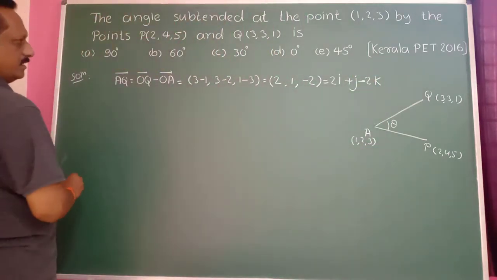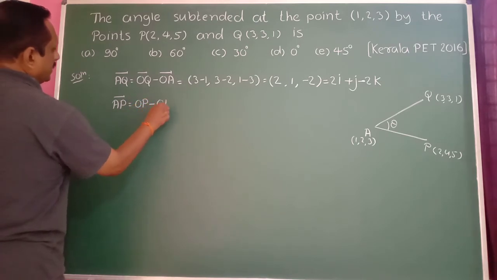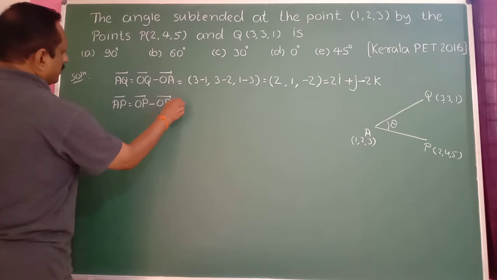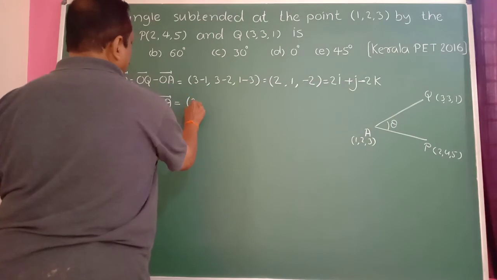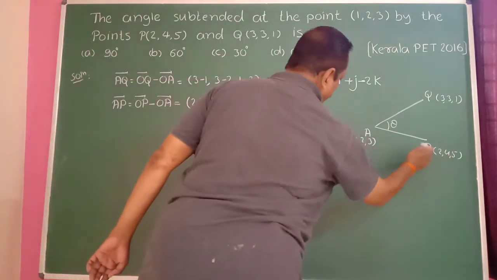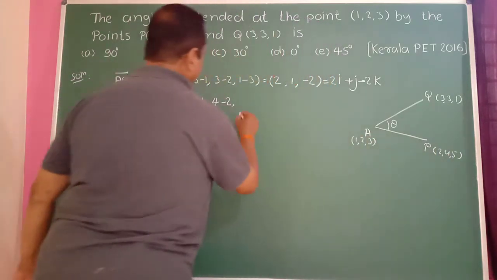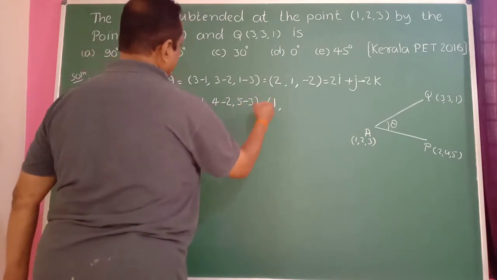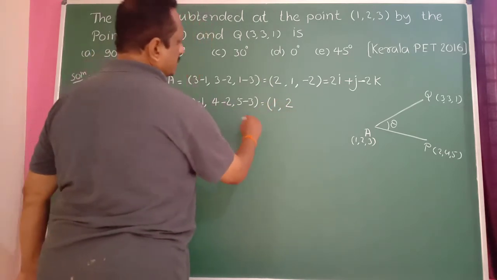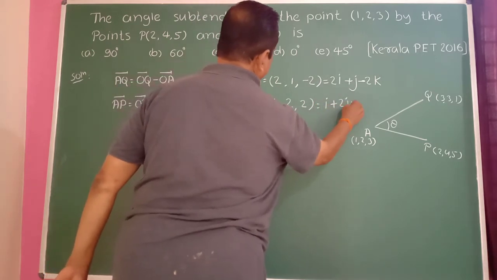So similarly, find AP. Here AP is equal to OP minus OA. That is equal to 2 minus 1, then 4 minus 2, then 5 minus 3. 2 minus 1 is 1, 4 minus 2 gives 2, 5 minus 3 gives 2. Hence it is i plus 2j plus 2k.